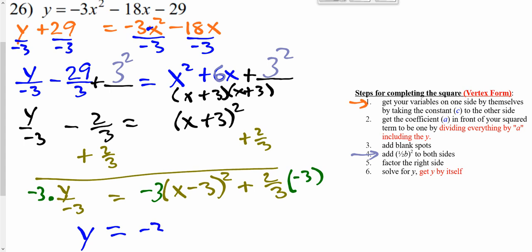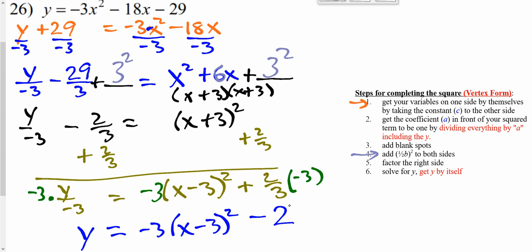I get that negative 3 in front of my parentheses, all squared. A positive times a negative is a negative. 2/3 times 3 is 2. And so now we have it in the proper form for the vertex form.